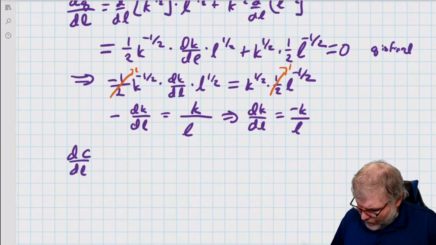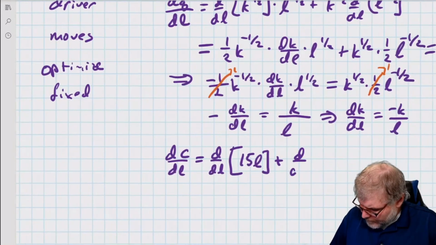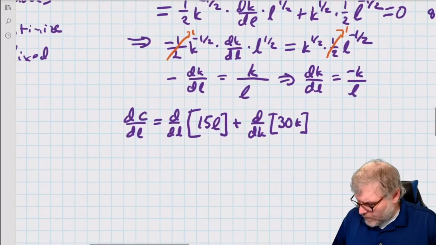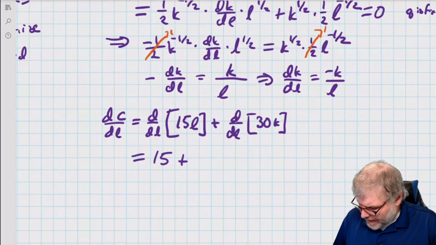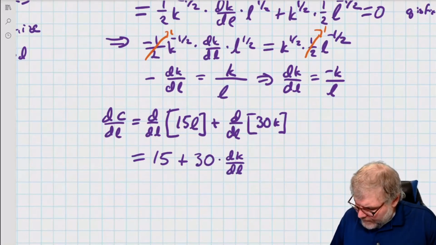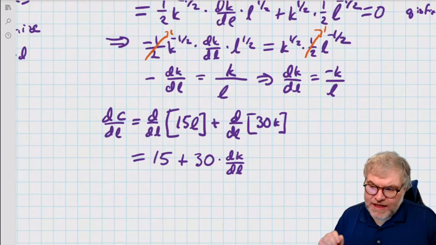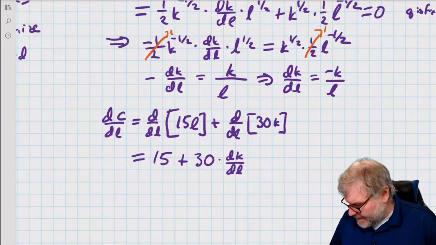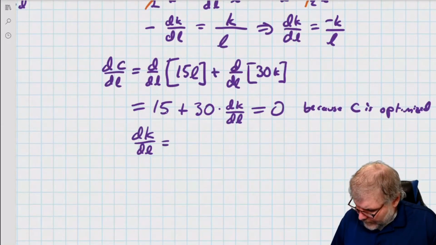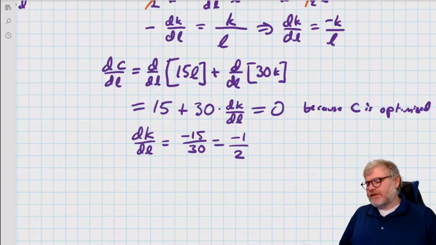Well, let's take the derivative of the cost function. And I do a little sum rule. And then I have a chain right here. So now I have dc over dl is going to equal this. But remember that dc over dl equals 0 because I'm optimizing. So the 15 is going to come over here. So now I have that dk over dl is going to equal -1/2 when I optimize.